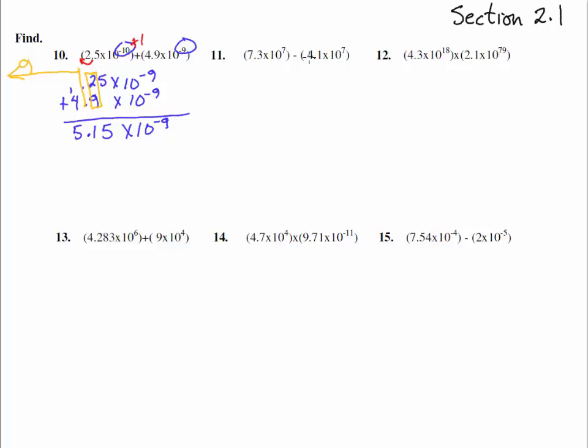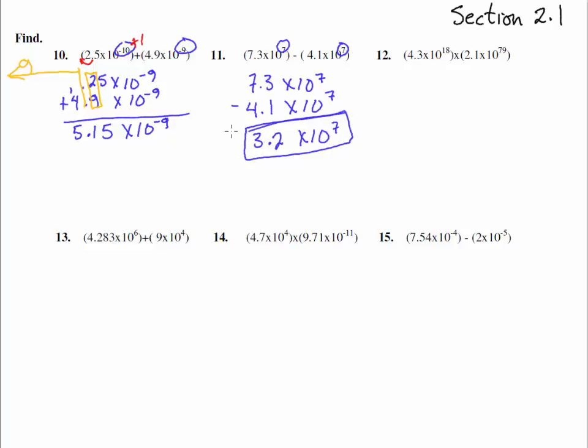All right, let's try another one. 7.3 times 10 to the 7th minus 4.1 times 10 to the 7th. Oh, good. They're already the same, so we can just write them down how they are. Minus 4.1 times 10 to the 7th. Oh, look at that. They're both times 10 to the 7th. So that's what our answer will end up being. 3 minus 1 is 2. 7 minus 4 is 3. 3.2 times 10 to the 7th. Oh, good.